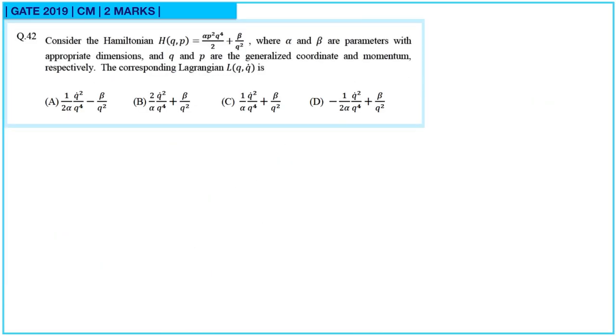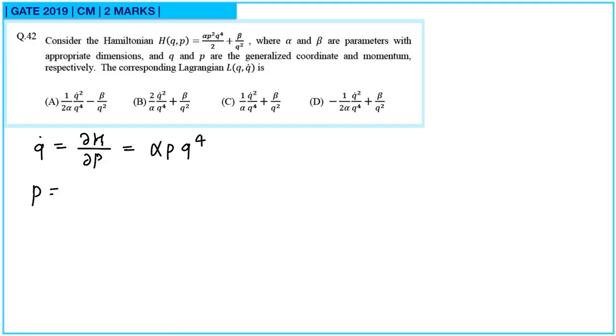Next question. Consider the Hamiltonian H where alpha and beta are constants, parameters with appropriate dimensions, and q and p are generalized coordinate and momentum respectively. The corresponding Lagrangian is. Now here H is given. From there you can calculate q dot. Now q dot is equal to ∂H/∂p, and we have p here. So this will be alpha, then this will be 2p by 2. So p into q raised to 4, that is q dot.